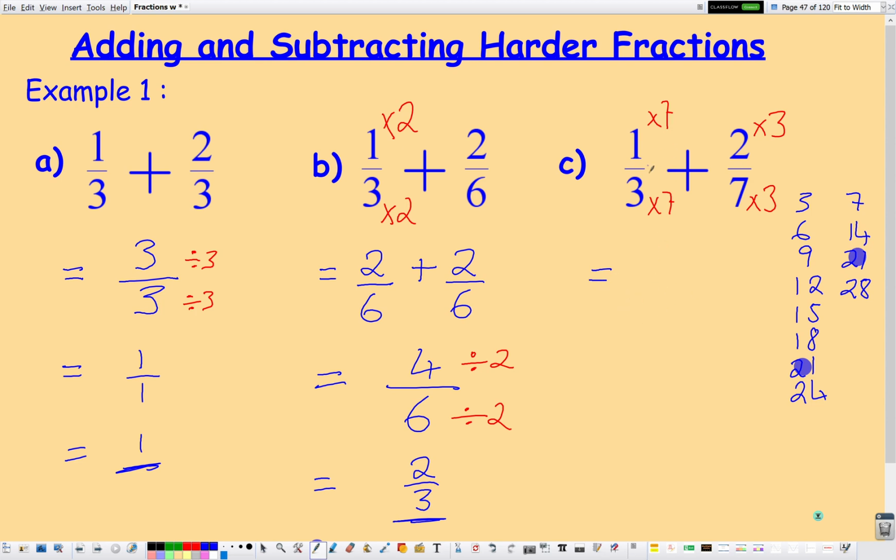So 7 times 1 is 7, 3 times 7, 21, 7 over 21, plus 3 times 2 is 6, plus 7 times 3 is 21. So the reason I had to do that is so that I was able to produce these two fractions that now have the same denominator, so now I can add them together into 1. 7 plus 6 is 13 over 21. Now just double check, can I simplify that? Well, no, 13 is a prime number. It's not divisible by anything other than itself and 1.